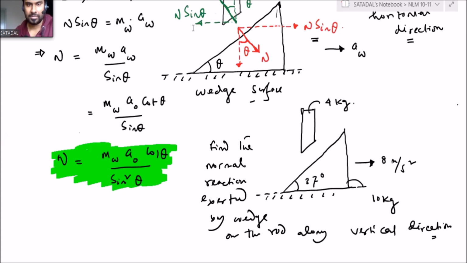Vignesh Mama, 200 by 3 Newton. Anybody agrees with Vignesh? 200 by 3 Newton. Check it. No? Okay.